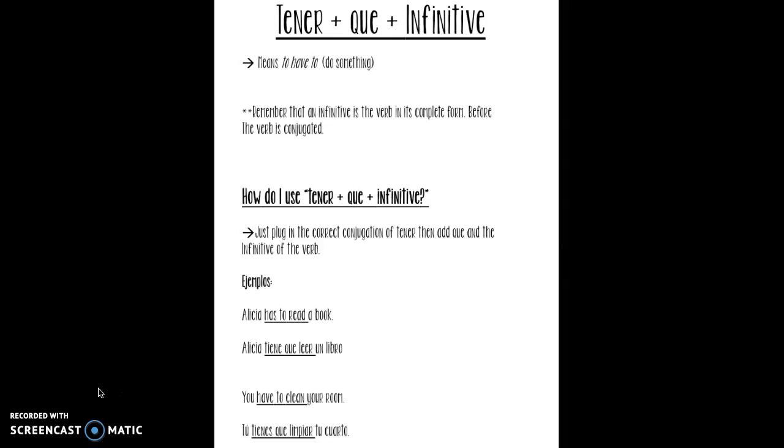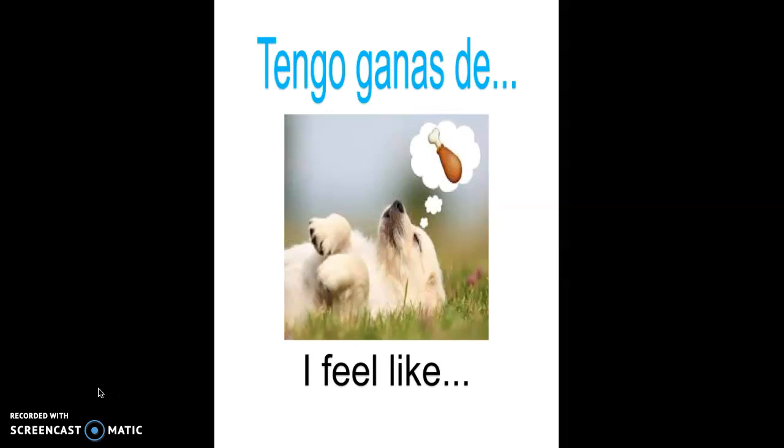Next, we have you have to clean your room. Have to clean is your expression. So tú tienes que limpiar tu cuarto. Next, we are going to look at our tener expressions. So our first one we have is tener ganas de, and that is to feel like doing something.